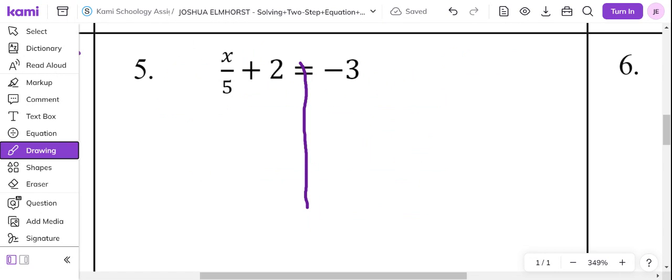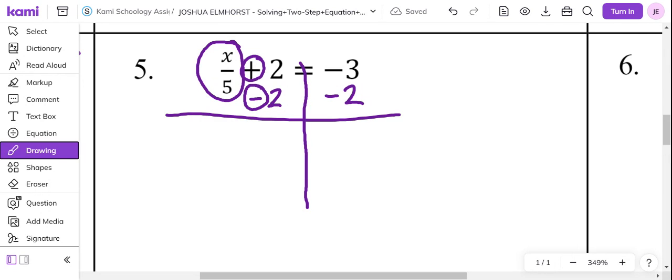Draw a line down through the equal sign, circle the variable term, and now we're just going to get into the habits of opposites. Positive, negative. So I'm going to subtract 2 from both sides. These are going to cancel.